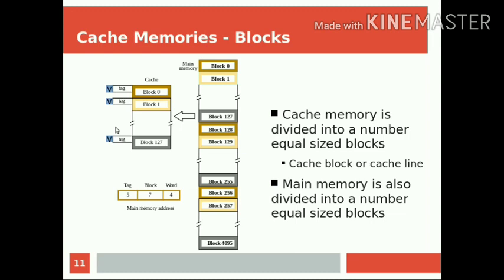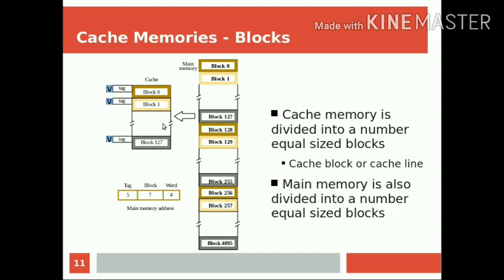So this is a typical cache memory and main memory system. This is our cache memory and this is our main memory. The cache memory is divided into a number of equal sized blocks called cache blocks or cache lines. Similarly, the main memory is also divided into a number of equal sized blocks called main memory blocks. The size of a main memory block and a cache block will be the same, but the number of blocks will be more in main memory and less in cache memory, because the cache memory size is less.